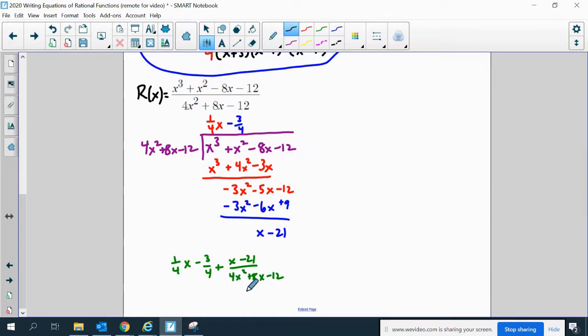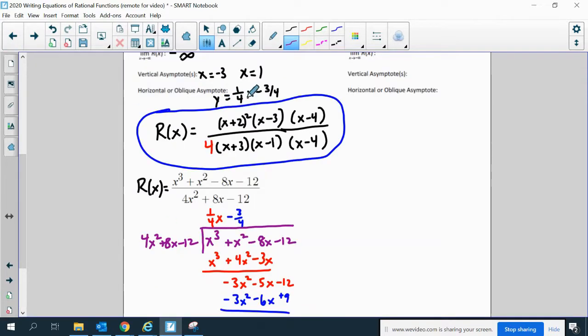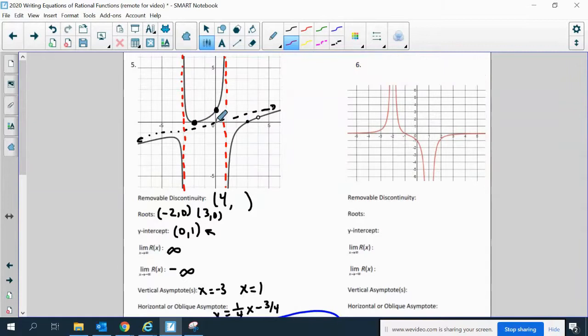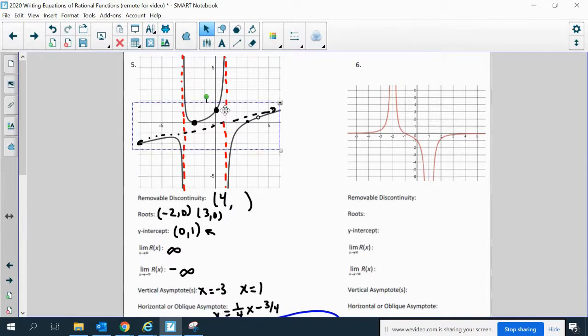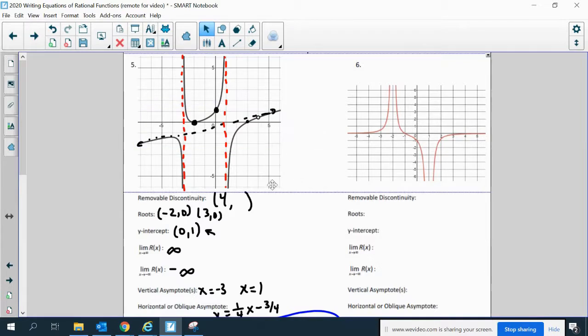So since we know it's an oblique asymptote, I ended up writing r of x with everything multiplied out, and then I did the long division already so that this video doesn't get excessively, outrageously long. And so this would be what happens when we do the long division, which means that my oblique asymptote would be 1/4 x minus 3/4. And if I look at the actual asymptote and draw it a little bit better, that's probably about where it would be.